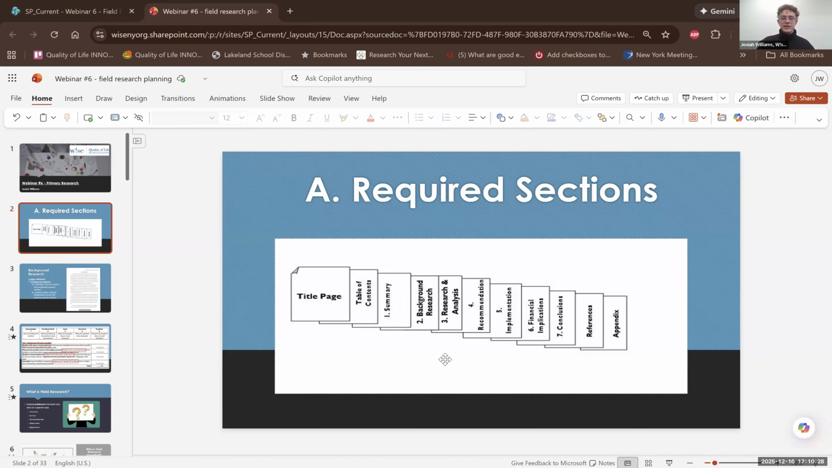And then after the research and analysis section, you move into recommendation and implementation. This is section 4 and 5, and I'm lumping them together because they're very related. But you have to recommend a set of solutions to your quality of life issue. And then you have to take the next step and actually implement at least one of them, right? So you can recommend a host of changes, but then you have to pick one or pick all of them to implement and measure how that actually affected the quality of life issue.